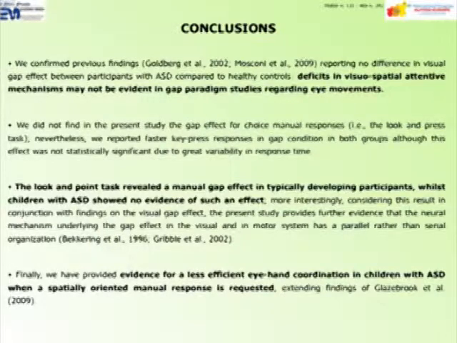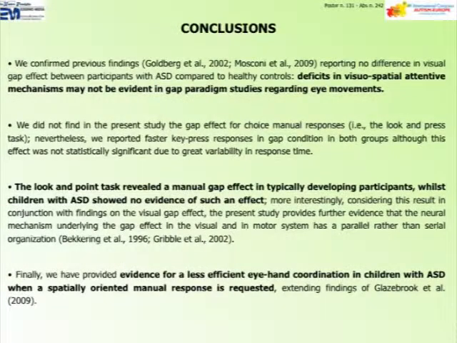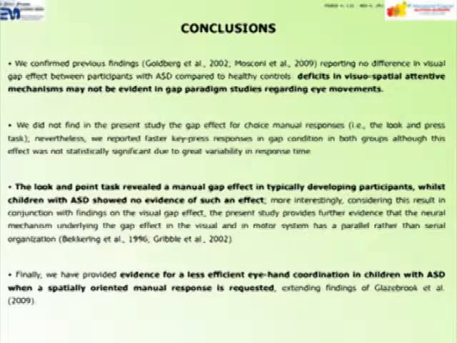More interestingly, considering this result in conjunction with findings on the visual gap effect, the present study provides further evidence that the neural mechanism underlying the gap effect in the visual and in the motor system has a parallel rather than serial organization. Finally, we have provided evidence for a less efficient eye-hand coordination in children with ASD when a spatially oriented manual response is requested, extending findings of Cherry, Graysbrook and colleagues.